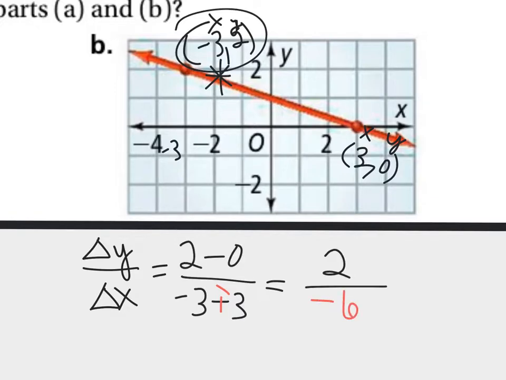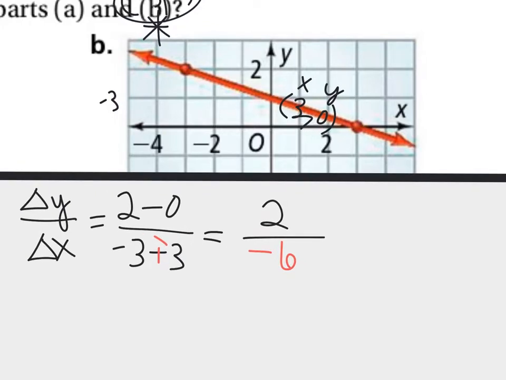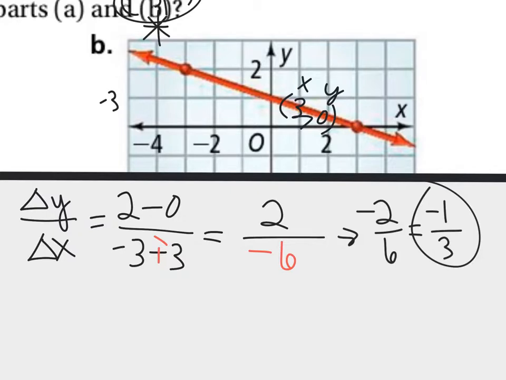Like I said earlier, you can just put the negative in the numerator, so that would be the same as negative 2 over 6. And then just notice in this one, we can reduce that by 2, so it reduces down to negative 1/3. So negative 1/3 is our slope.